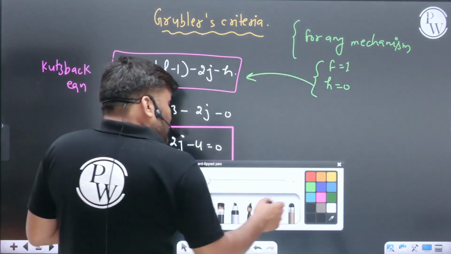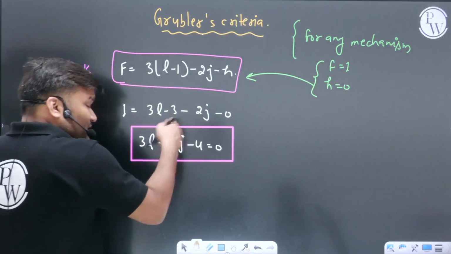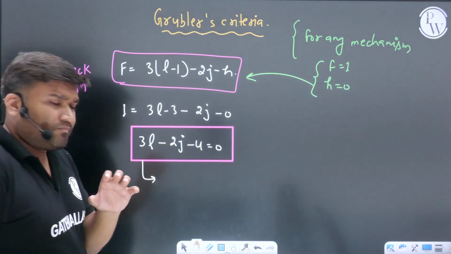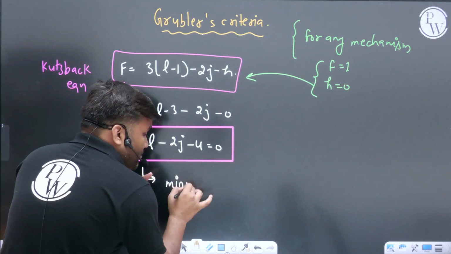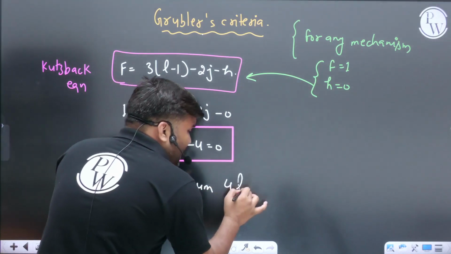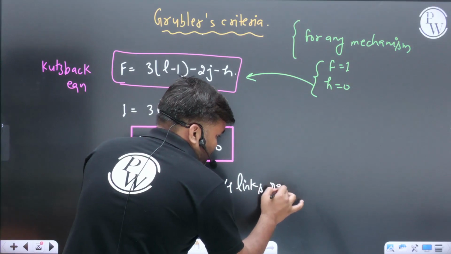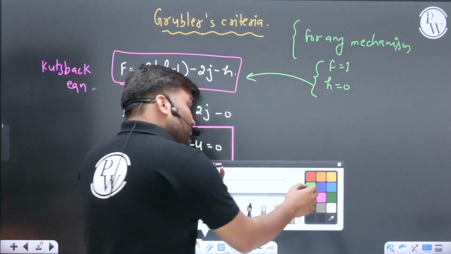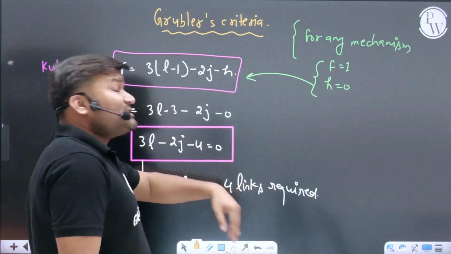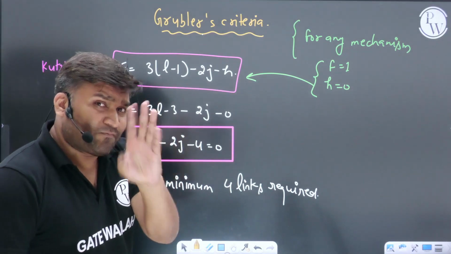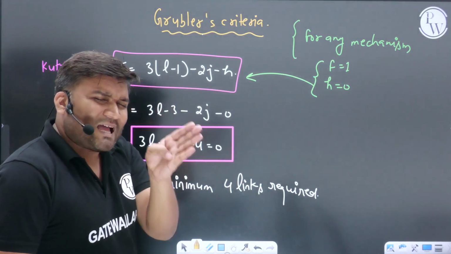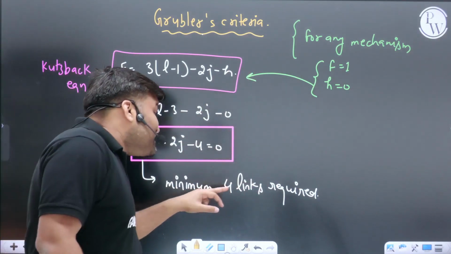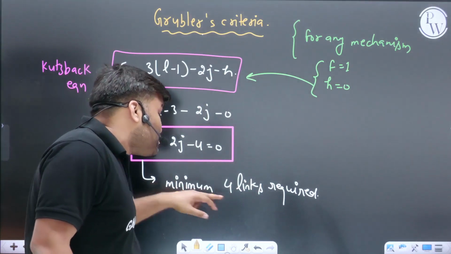Now, to satisfy this Grubler's criteria equation, a minimum of 4 links are required. Whatever mechanism you make with 4 links and no higher pair, that is, with 4 links and 4 lower pairs, will be called the simplest mechanism, because this is the minimum number of links you have used here.